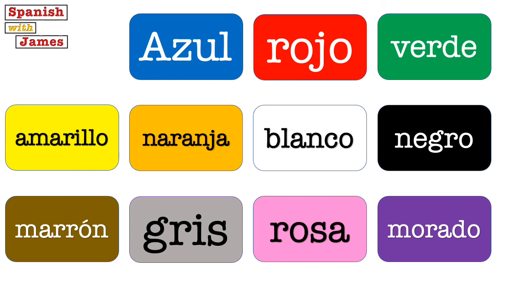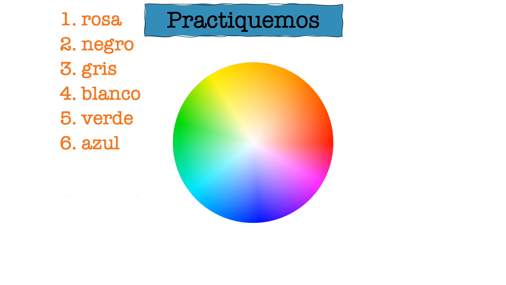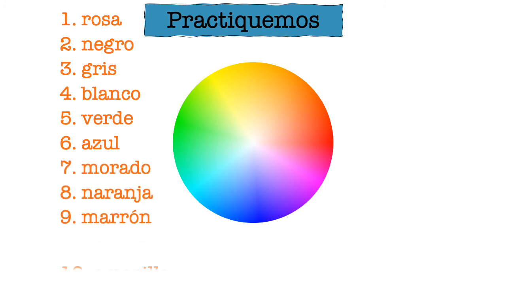Okay, so let's go through them again. Azul, rojo, verde, amarillo, naranja, blanco, negro, marrón, gris, rosa, morado. Okay, so now we're going to practice this. So what I'd like us to do now is to do a bit of practice. Here we've got the words in Spanish: rosa, negro, gris, blanco, verde, azul, morado, naranja, marrón, amarillo, y rojo, in a different order to the order we've been looking at them in.